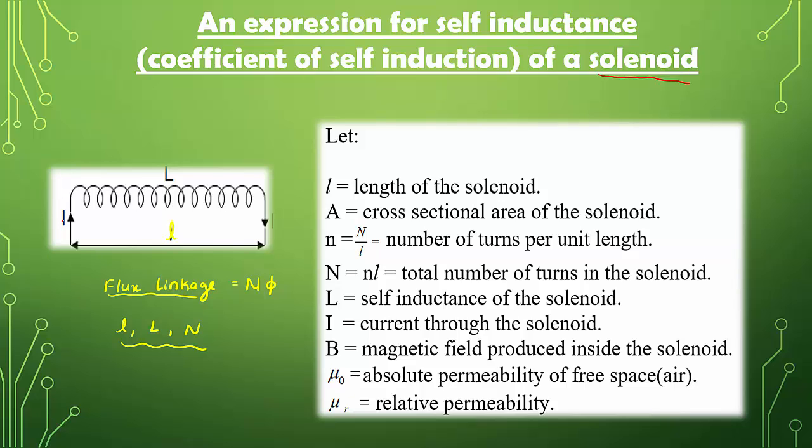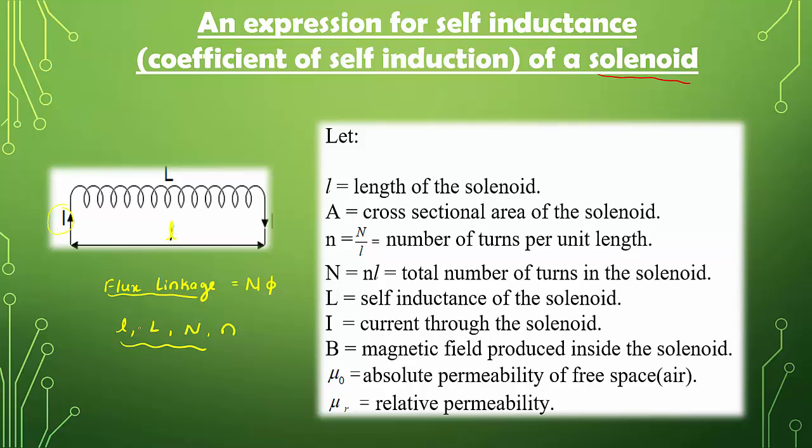Now let us consider I amount of current is flowing through this solenoid, and small n gives number of turns per unit length of the solenoid. What is capital N? Total number of turns is capital N. Right? Number of turns per unit length: for 1 meter wire, how many turns are there? That is given by small n. Don't get confused with capital N and small n.